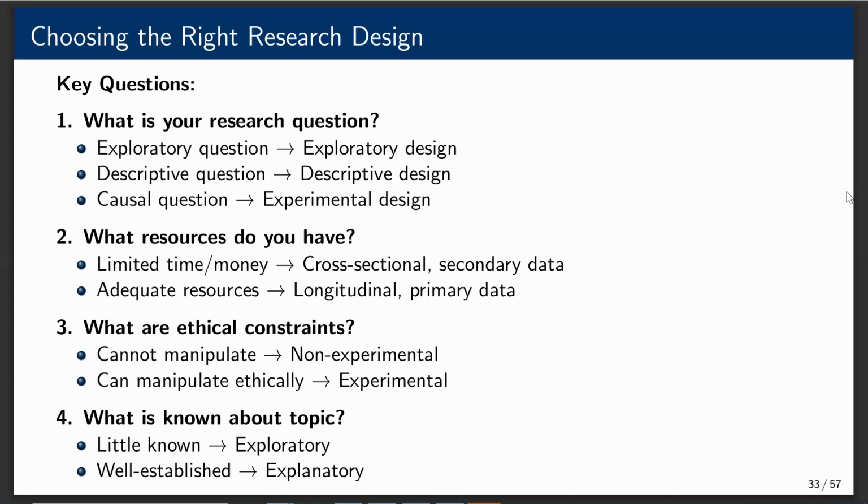Then what resources do you have? If you are having limited time or money, then you will be having a cross-sectional study or secondary data. If you are having adequate resources, then you will prefer longitudinal or primary data.